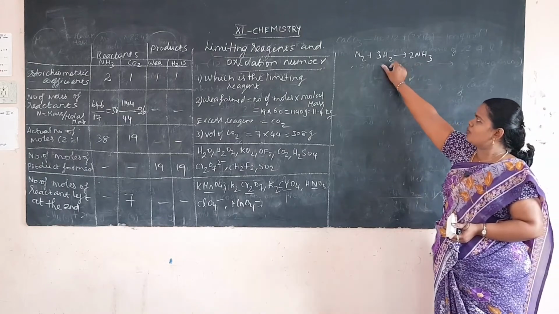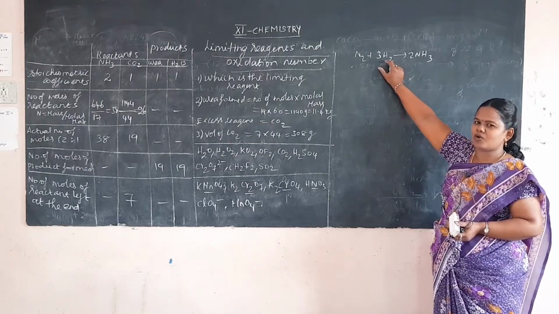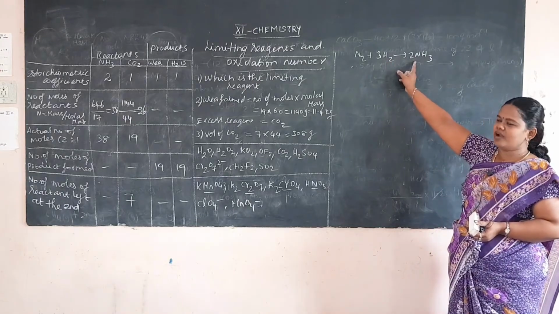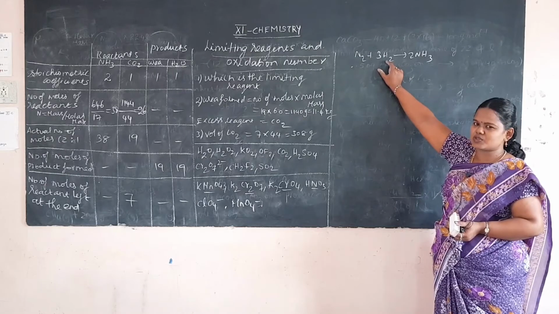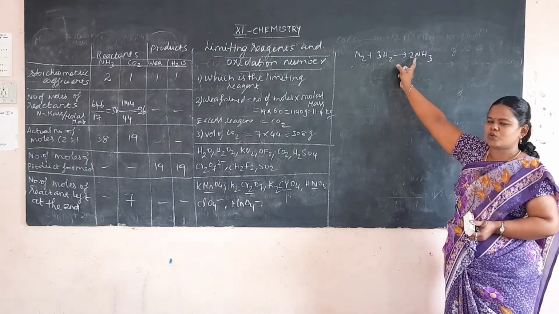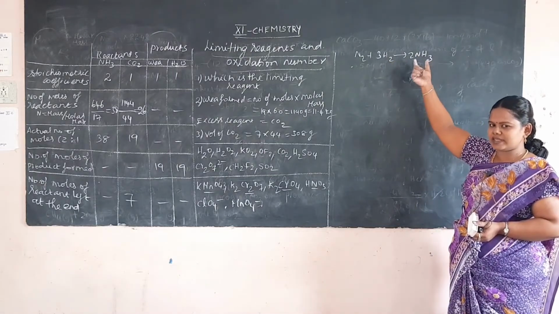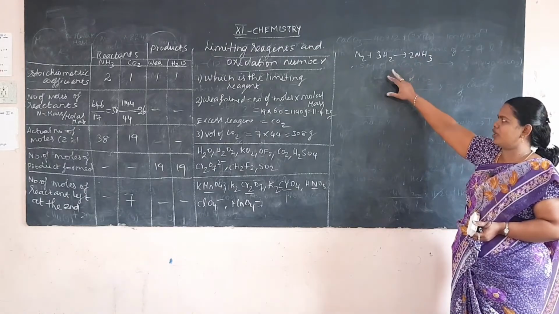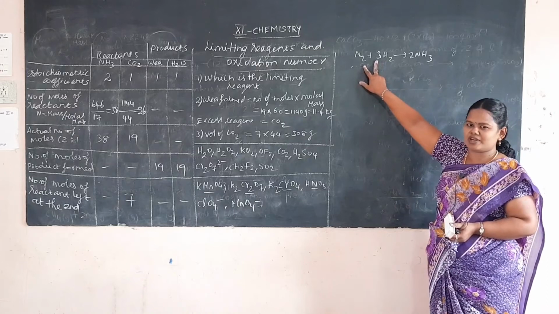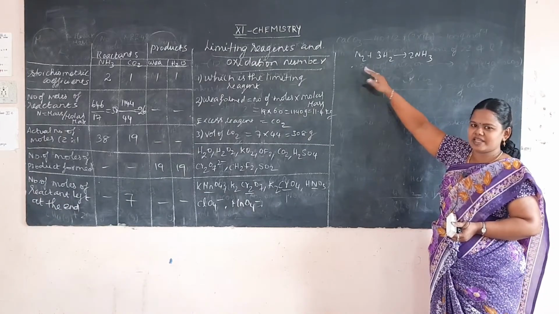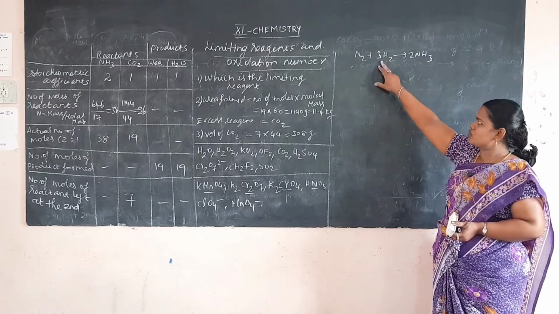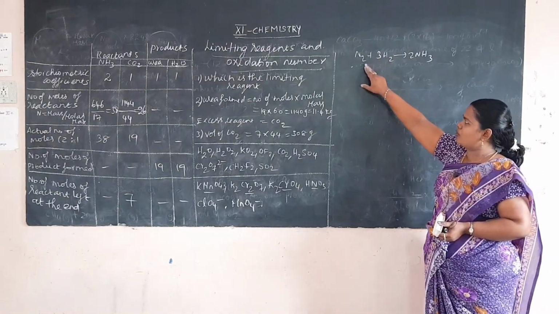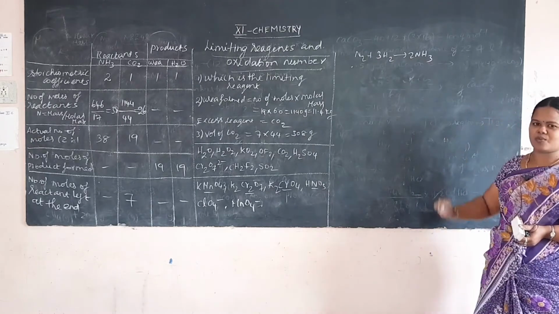Now, 3 moles of hydrogen: how much amount of reactant is consumed to yield the product? When you want to get a product, the reactants must combine, or the reactants must change. It must involve some collision; they must collide and change their behavior. So here 3 moles of hydrogen react with 1 mole of nitrogen to produce 2 moles of ammonia.